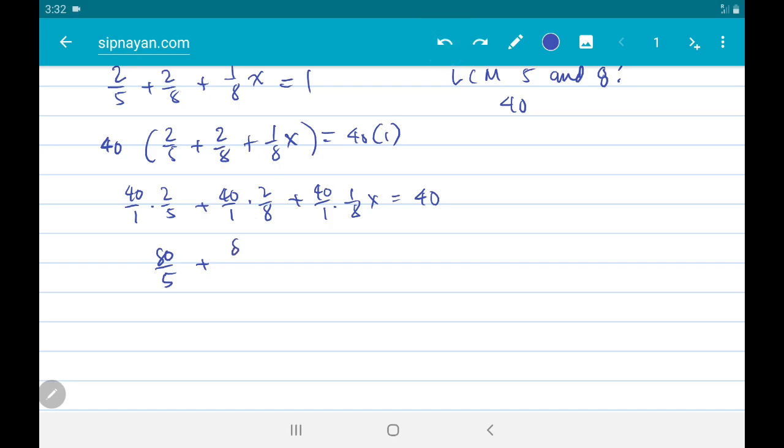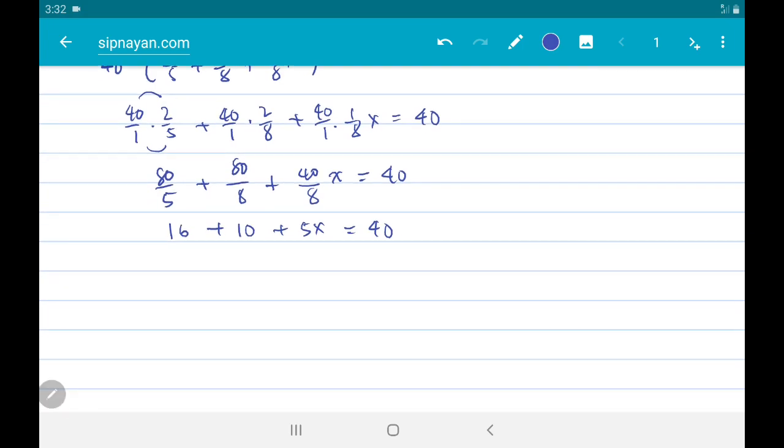plus 80 over 8. Pwede na kayo mag-cancel dyan. Sinistep by step ko na yan, pero pwede nyo na indiretso. 40 over 8. So, we're multiplying the numerator and the denominator. Yan yung rule natin pag multiply tayo ng fraction. Tapos, meron tayong x dito equals 40. 80 over 5 is 16 plus 10. 80 over 8 is 10. Plus 5x. So, 40 over 8 is 5. Tapos, meron tayong x equals 40.